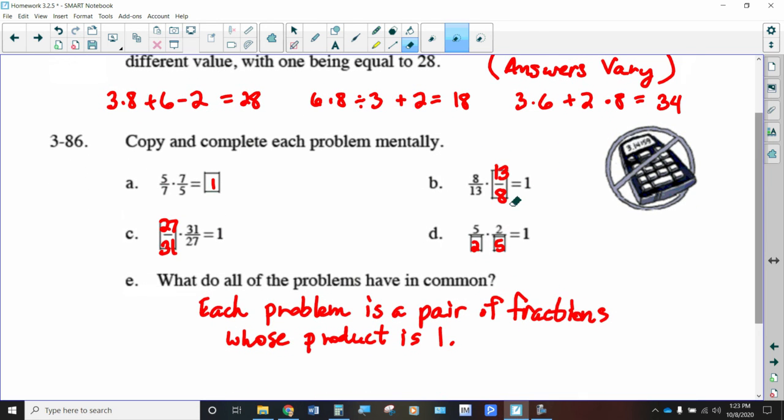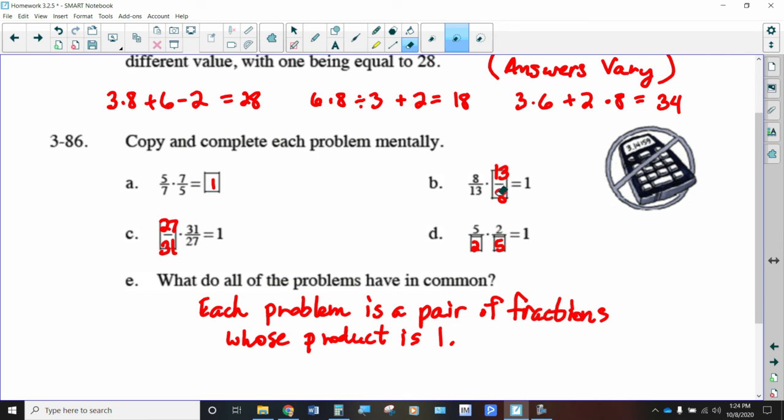For problem number 86, here we are working with reciprocals and the inverse property. Is this the inverse property or the identity property? I think it's a combination of both. The inverse property of multiplication says when you multiply a number times its reciprocal, you get 1 for an answer. That's what we're talking about. The identity property would be if you multiply a number times 1, your answer stays the same. That's not what's happening here.